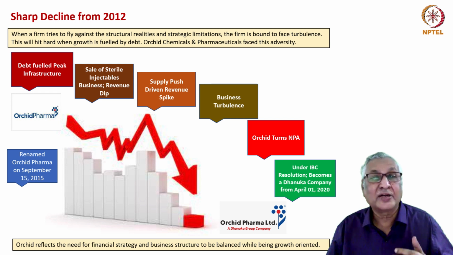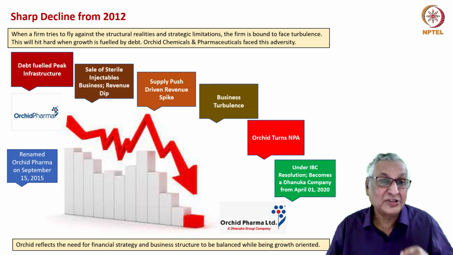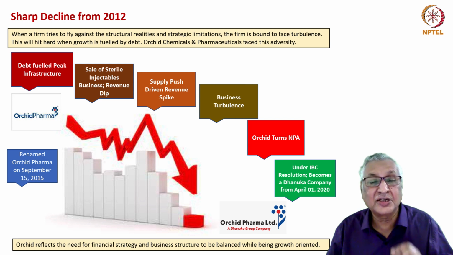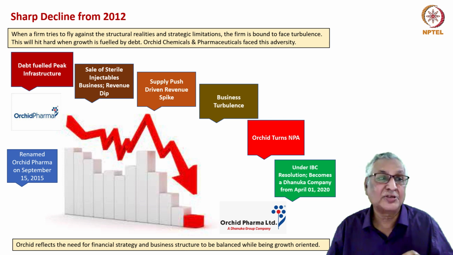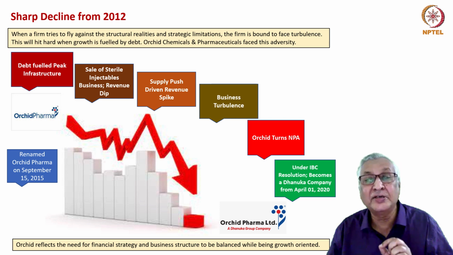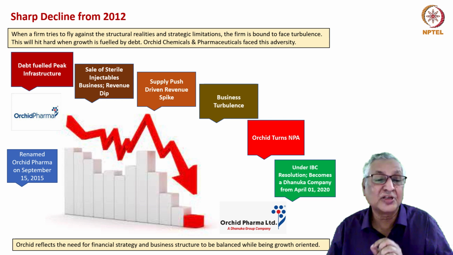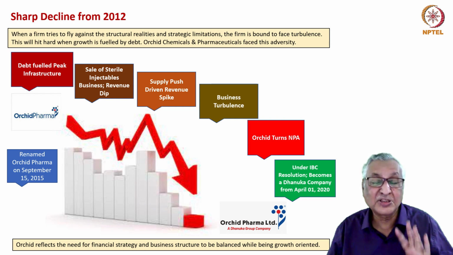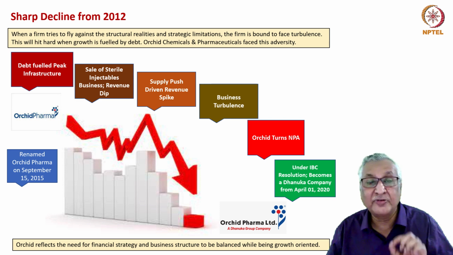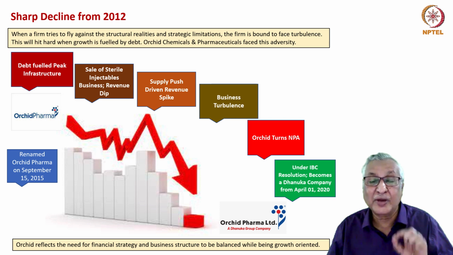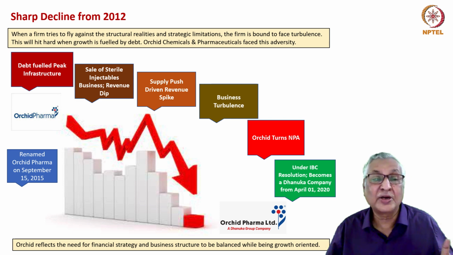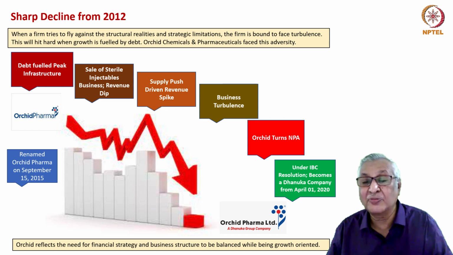Orchid witnessed sharp decline from 2012. When a firm tries to fly against the structural realities and strategic limitations, the firm is bound to face turbulence. This will hit hard when growth is fueled by debt. Orchid Chemicals and Pharmaceuticals face this adversity, unfortunately. Four principal causes: debt fueled peak infrastructure, sale of the crown jewel, sterile injectables business, therefore a revenue dip. Supply push driven revenue spike to compensate for the revenue dip, therefore a build-up of the operational credits, and business turbulence due to a variety of external and internal factors.